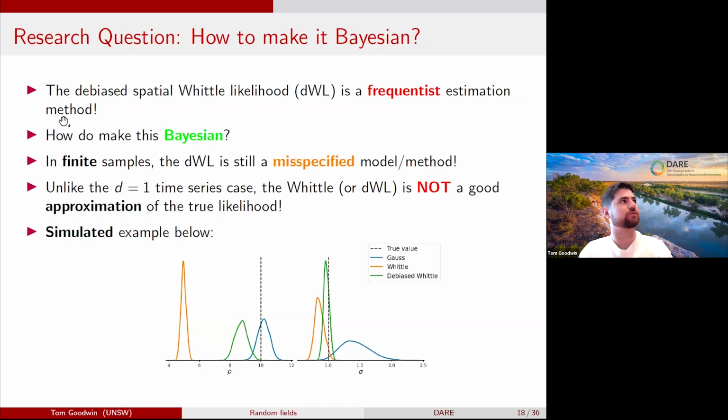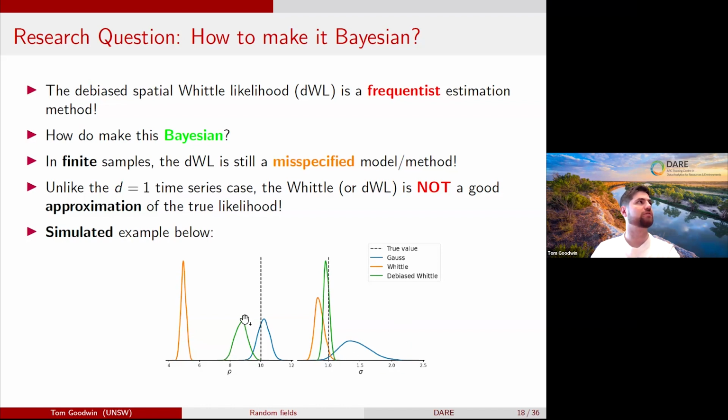Unlike the time series case, where the approximation is quite good, in 2 dimensions the approximation of the true likelihood isn't even good. So what I'm trying to say is that you can plug in the debiased Whittle and sample with your favorite sampling technique and get the posteriors.